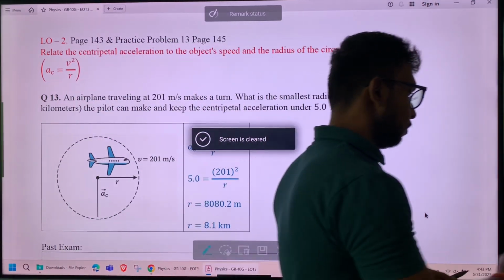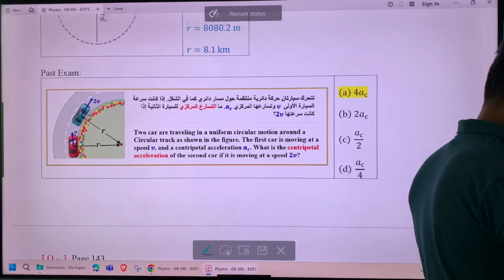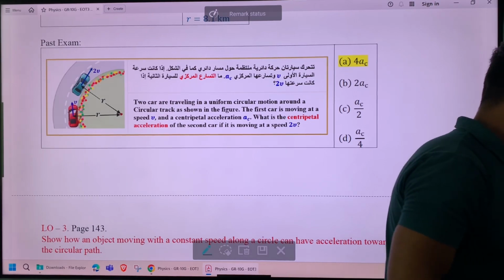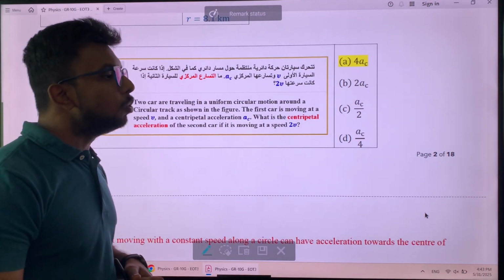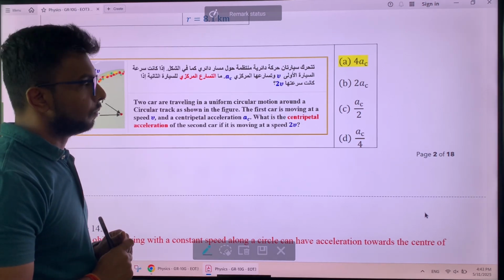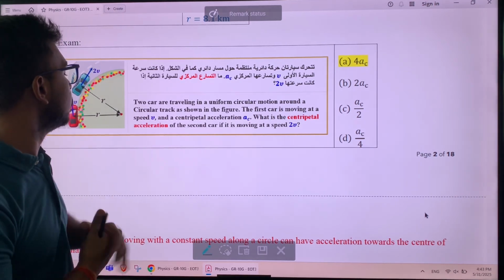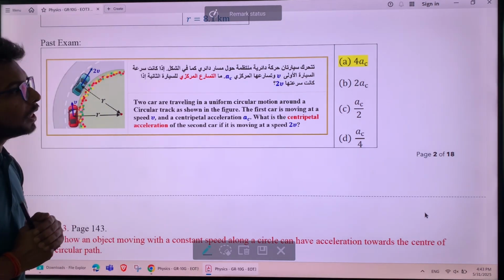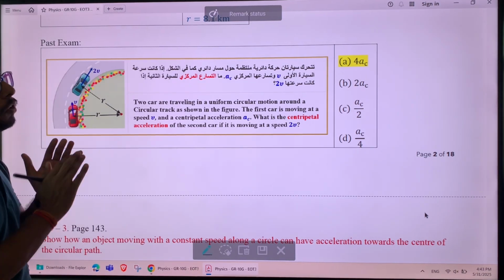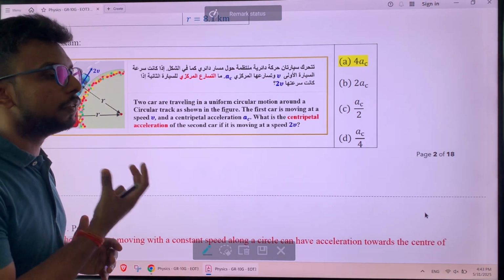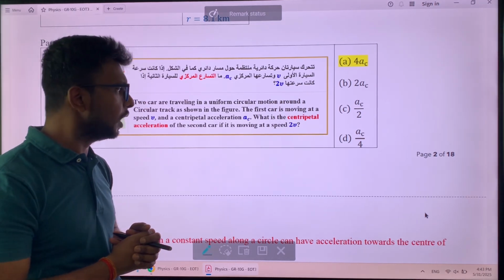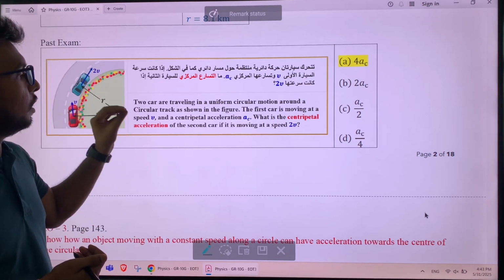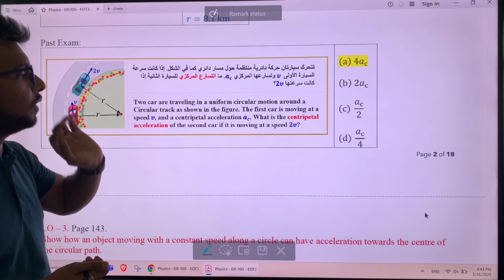Okay. Moving next. This was a question in the past exam. Two cars are traveling in a uniform circular motion around the circular track as shown in the figure. The first car is moving at a speed v and a centripetal acceleration AC. Okay, they have not given us numbers. Most of us get confused when we don't have numbers because we don't have anything to put in the calculator. But keep calm, even if there are no numbers, you have the expressions.